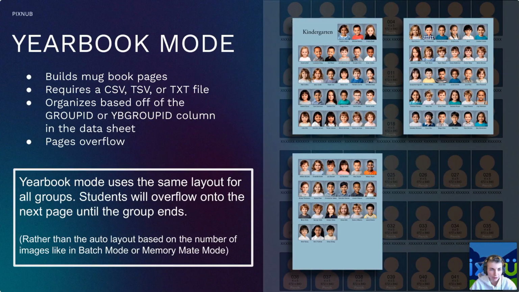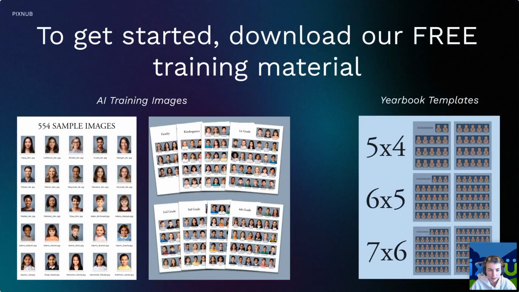And to briefly go over the yearbook mode again, this one makes mugbook pages like this, where all the students will overflow into the next page instead of all being put together on the same page like in the regular composite mode. Yearbook mode requires a datasheet file with a CSV, TSV, or text file. And the groups are organized with a group ID or YB group ID. And we'll go over the group IDs in the next few slides.